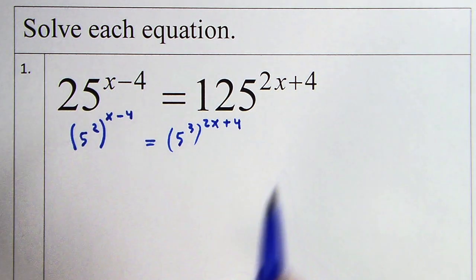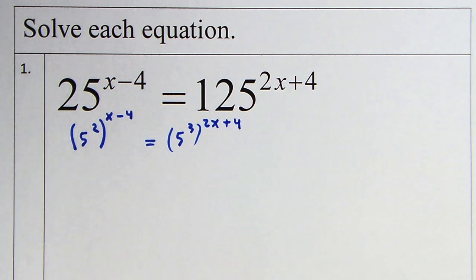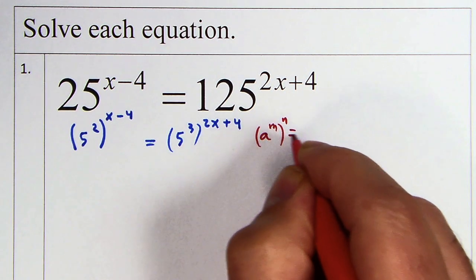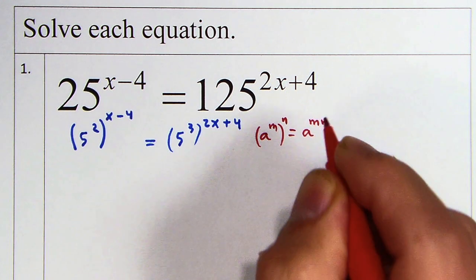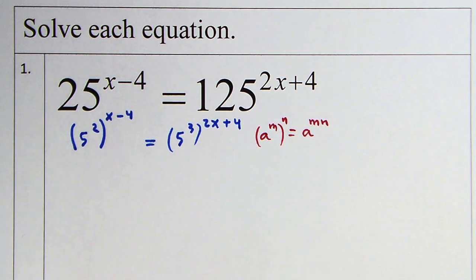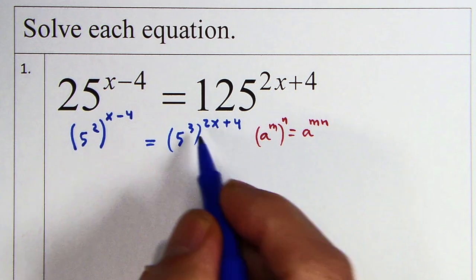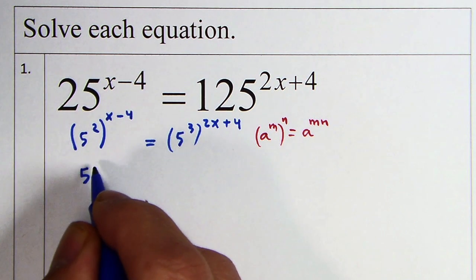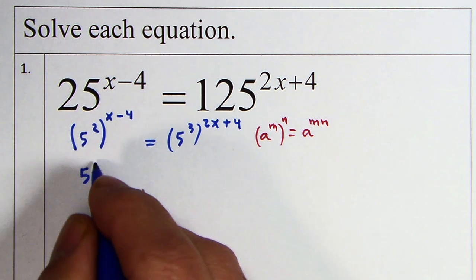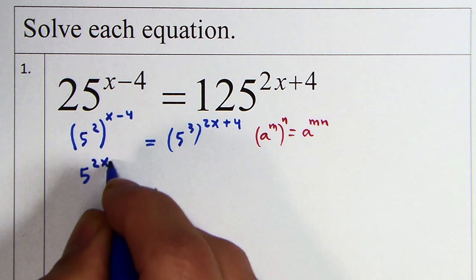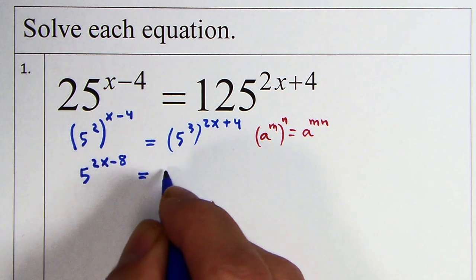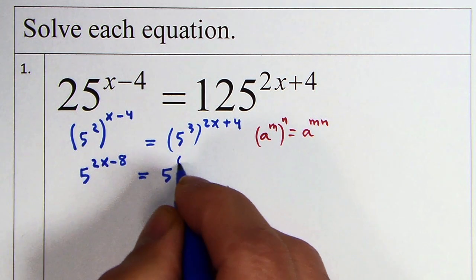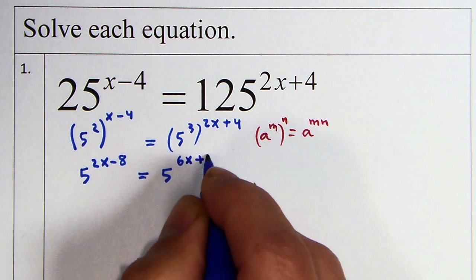And we have a formula that says a to the power m to the power n equals a to the power mn. So that's my m, that's my n. In this case, that's my m and that's my n. Multiplying m and n, we get 2 multiplied by x minus 4, which is 2x minus 8, equals 5 to the power 3 multiplied by 2x plus 4, which is 6x plus 12.